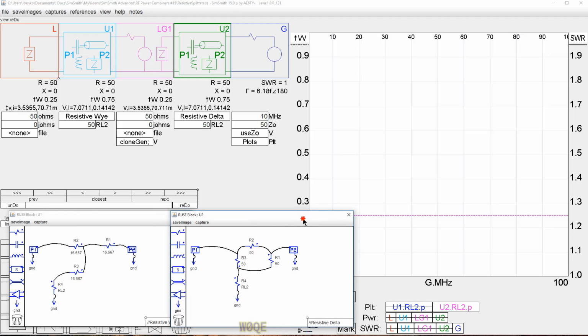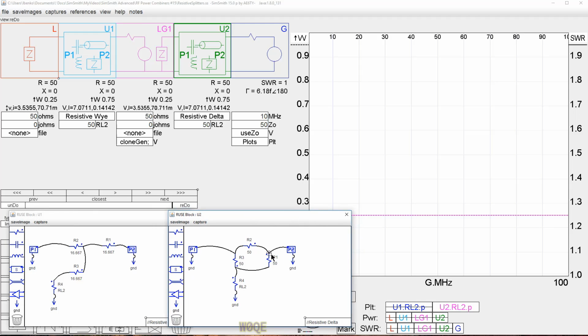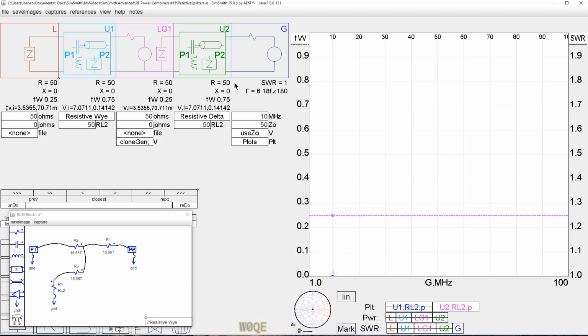This is a delta version. 50 ohm resistors all around. And instead of having the resistors in series with the ports, you drive the vertices between 2 resistors. Both of them work exactly the same. These 2 have exactly the same equivalent circuit. If you look at that, this is a delta and this is a Y version of exactly the same equivalence. So we really don't need both of them.